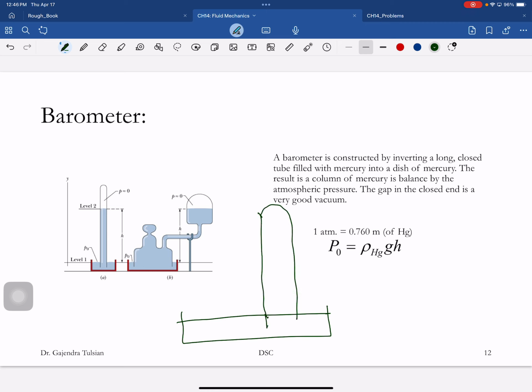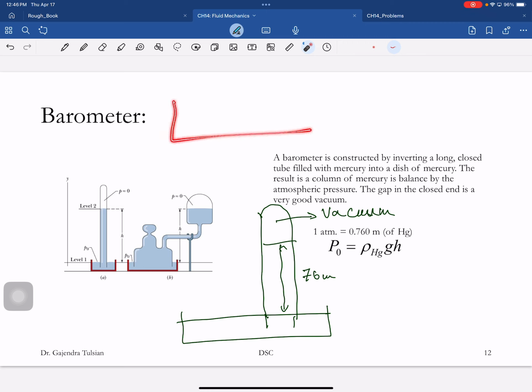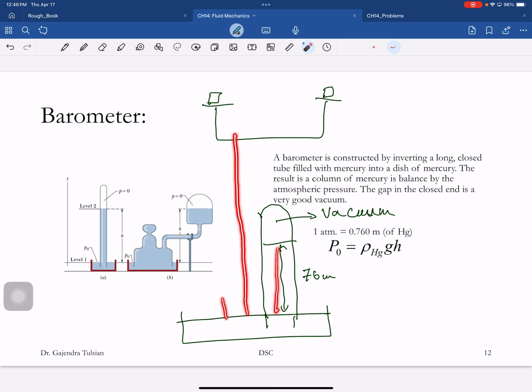Here's a mercury barometer. This column is 76 centimeters, and this is a perfect vacuum. What a barometer is doing is like a scale. When you have a scale, when two things are balanced, they're of equal weight. So this column of mercury is balancing an equal column of air, of equal width, all the way to space. That's what the barometer is doing.